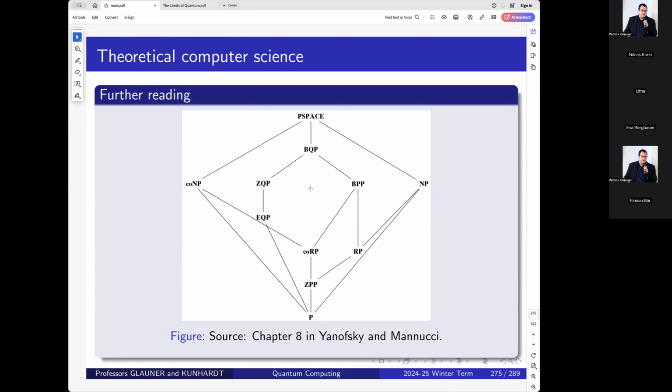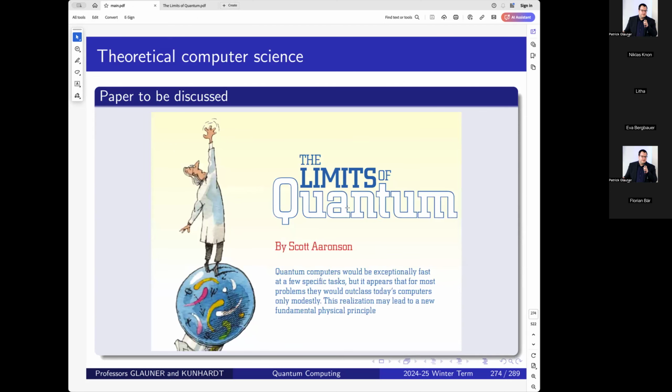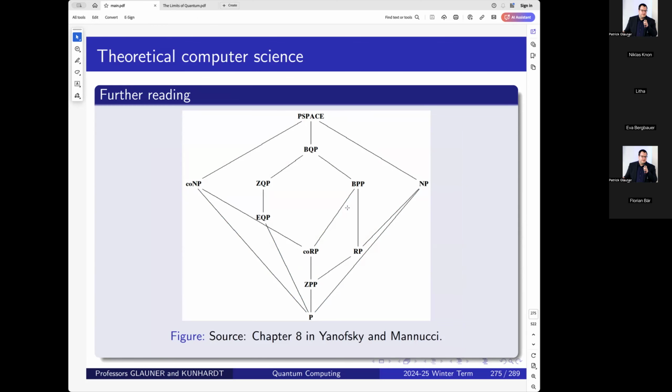So for the curious among you, feel free to read chapter 8 in the course book if you want to understand more details of these complexity classes, as well as some new ones like BPP, ZPP, RP. I read it a few years ago, got some good insights, but this is definitely beyond the course because probably the whole chapter 8 could be a separate course in itself for a whole term. So please focus on the limits of quantum. And if you have understood this and you're curious, feel free to read chapter 8 in the book.